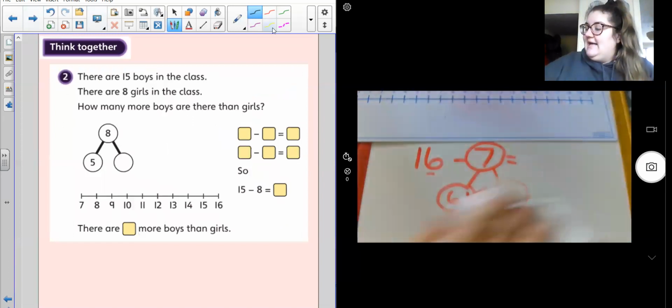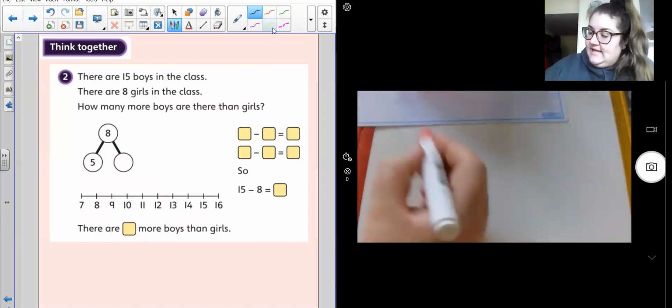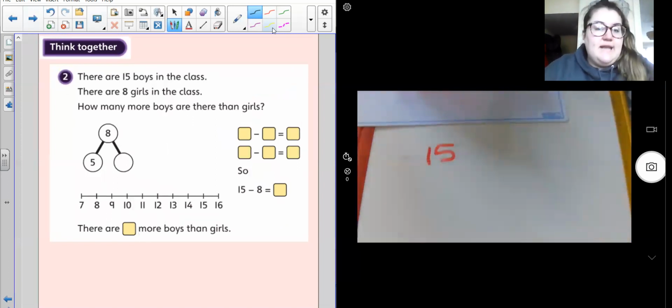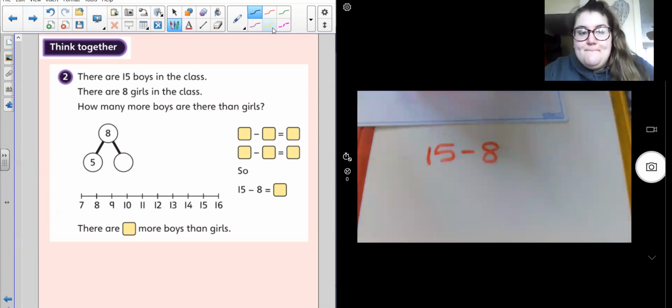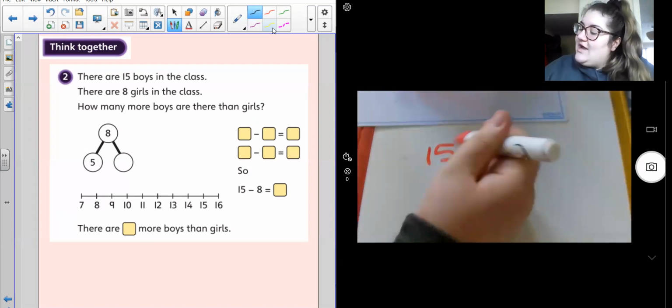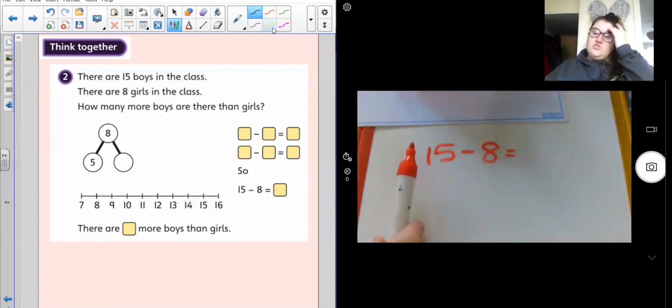Right, let's have a look at this one. There are 15 boys in the class. 15 boys in the class. There are 8 girls in the class, okay? There are 8 girls. How many more boys are there than girls? That is our question, okay? So we are not taking away as such. We are finding the difference now between 8 and 15. And it's still a subtraction. And remember, subtraction doesn't always mean take away. It can also mean find the difference.